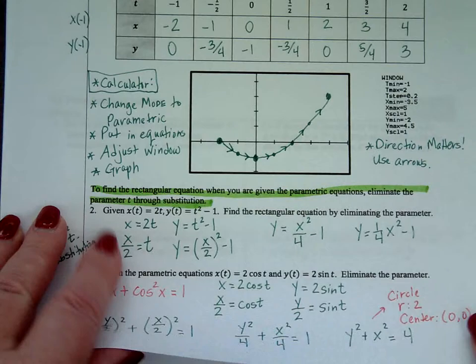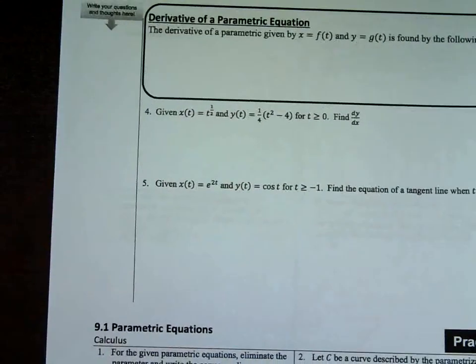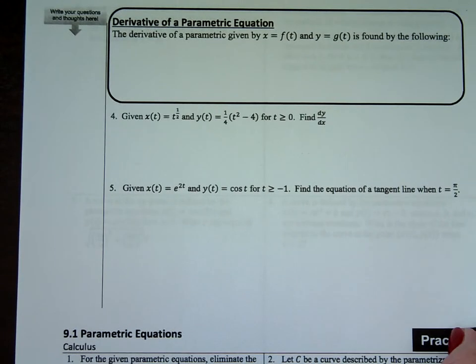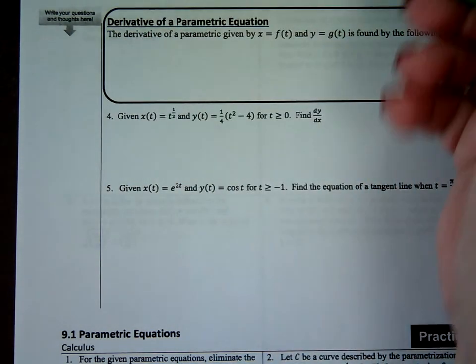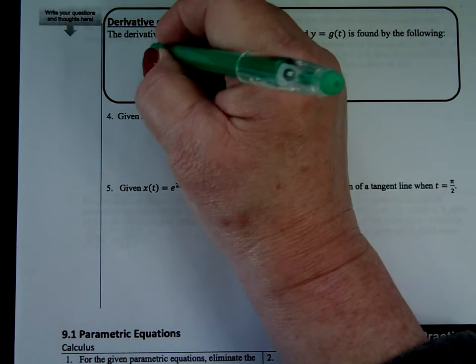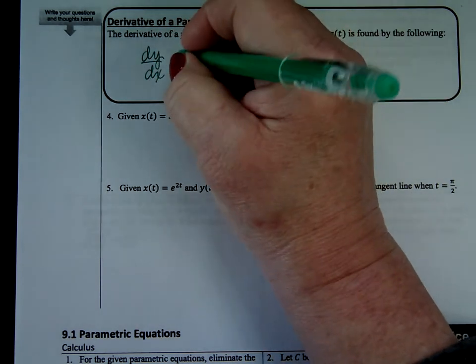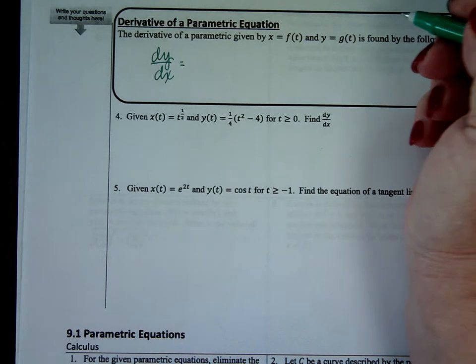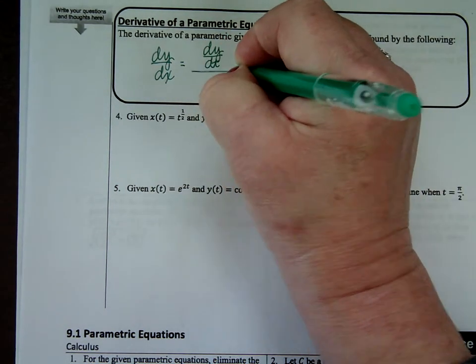We're going to apply some calculus to this now. So here's our next one. Derivatives, there we go. Derivatives of parametric equations. You knew you weren't going to get away from the calculus of it. So the derivative of a parametric equation given by x as f of t and y as g of t is found by, we call it dy over dx. And that would be the same thing. Now let's put the parameter of t in it. It'd be like dy over dt over dx over dt.